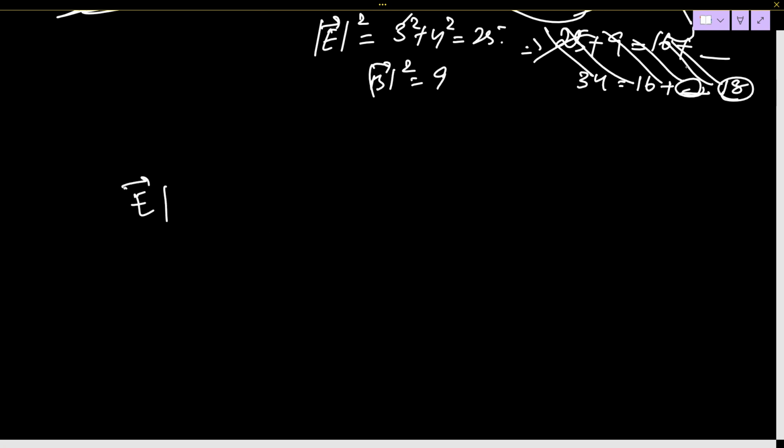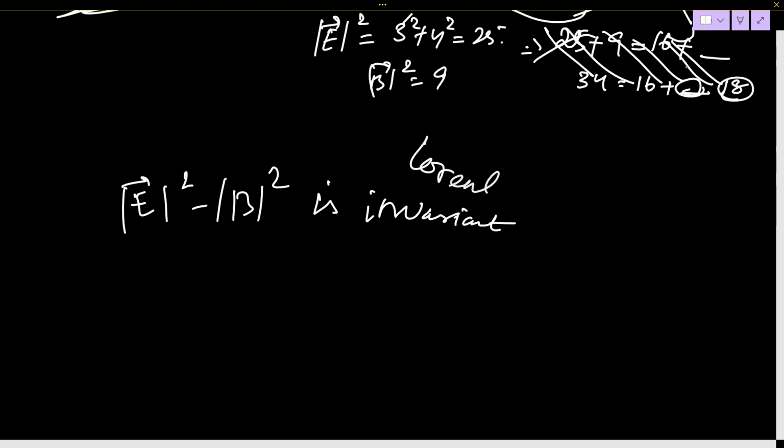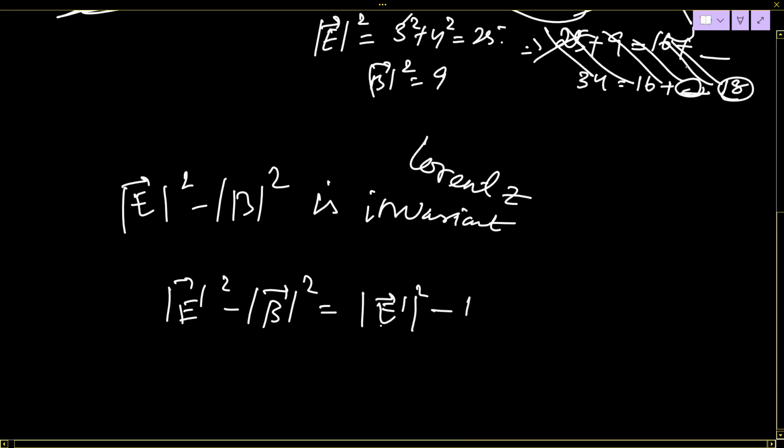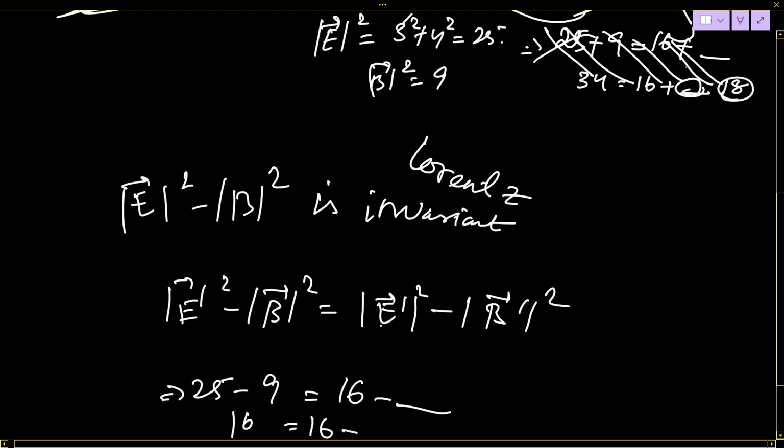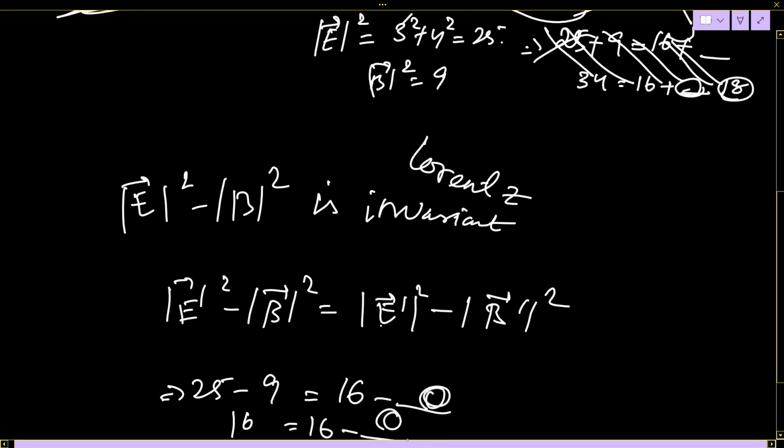So e square minus b square is invariant. Lorentz invariant. So we'll equate them. I made a mistake. My bad. Sorry. e square minus b square is equal to e dash square minus b dash square. E square is 25 and this is 9, is equal to e dash, which is given as 4, 16 minus b dash square. So see, this is already 16, equal to 16 minus b dash square. So b dash square will be what? 0.